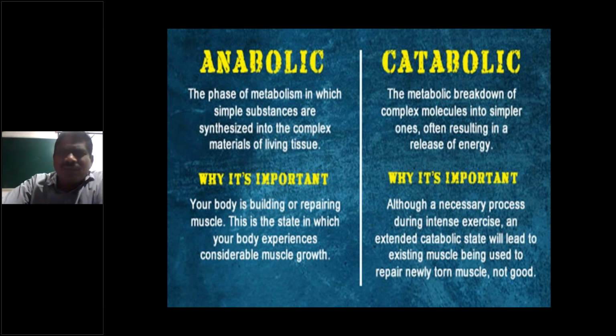Now I'm going to introduce what anabolism is and what catabolism is. Anabolism is nothing but simple substances being synthesized into complex material or living tissues. Take for example body proteins. These proteins are required for body growth. How are these proteins synthesized in our body? Proteins are synthesized from amino acids. What's the source of the amino acids? We get amino acids from dietary proteins.